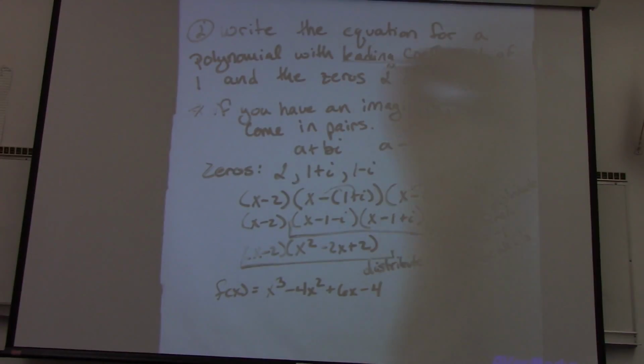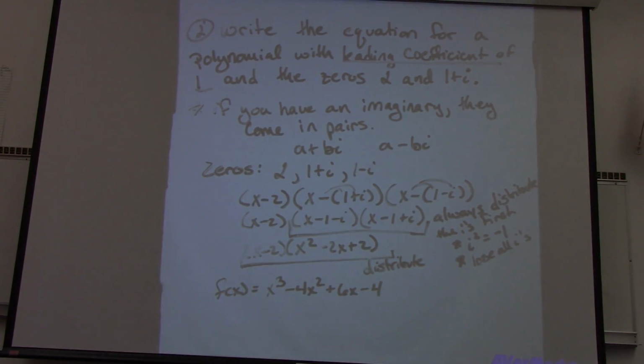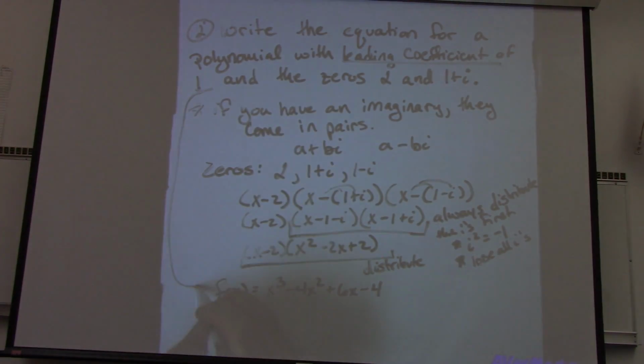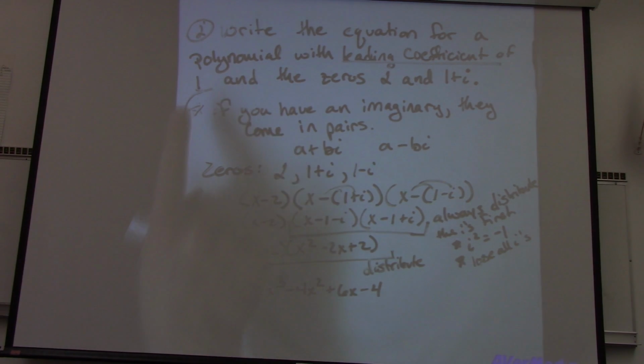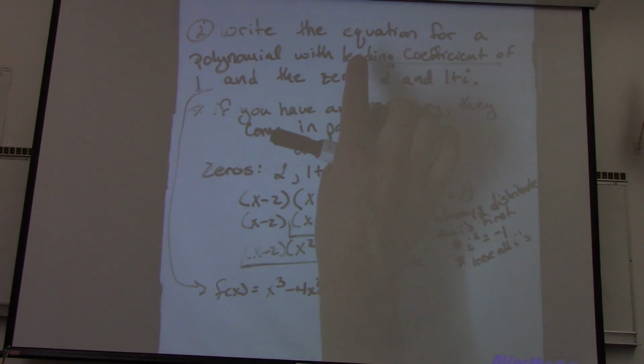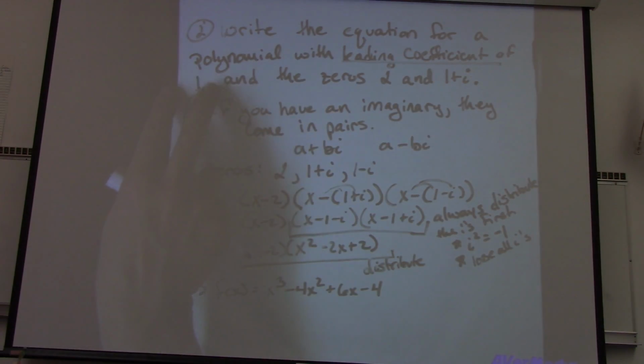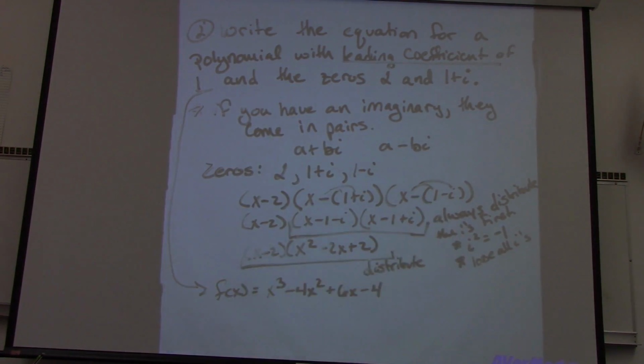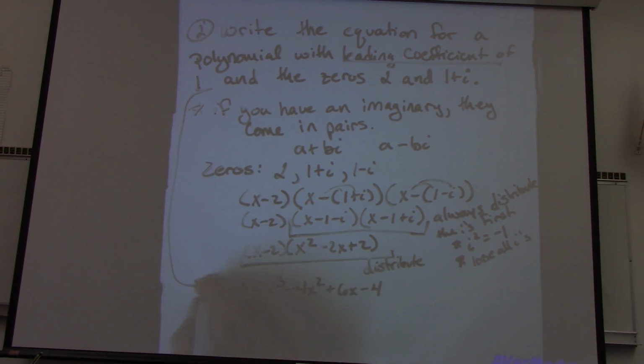Now this idea of having a leading coefficient of 1 comes down in this step. Is my leading coefficient of 1 here? Yes, I got a 1 in the front, so I'm good. If they told me they wanted a leading coefficient of 2, I would multiply everybody by 2. That's the only change that happens. But this would be the answer to that question.